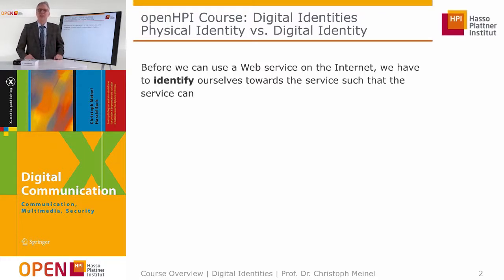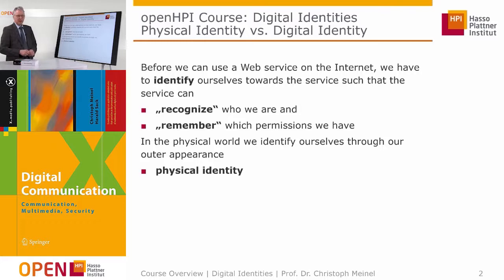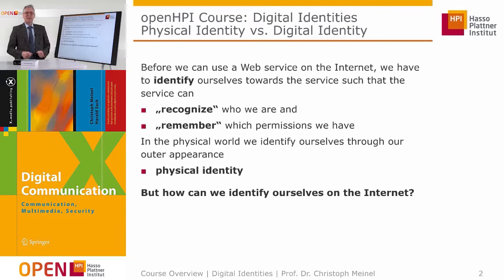But before we can use a web service in the internet, we have to identify ourselves to the service, because the service needs to be able to recognize who we are, and when we come next time, to remember which permissions we have. As I mentioned, in the physical world, identification is easy. We identify ourselves through our outer appearance, with our physical identity. So people who know us can remember our face, our outer appearance, our voice, and then say, okay, this is Christoph Meinl.